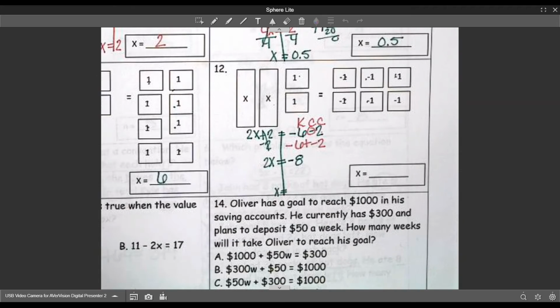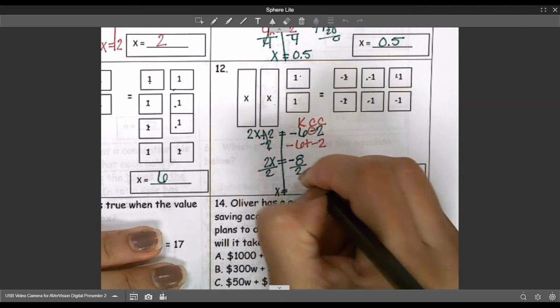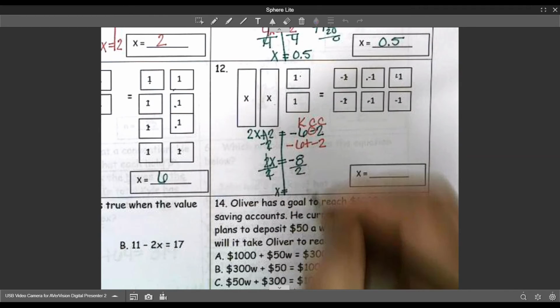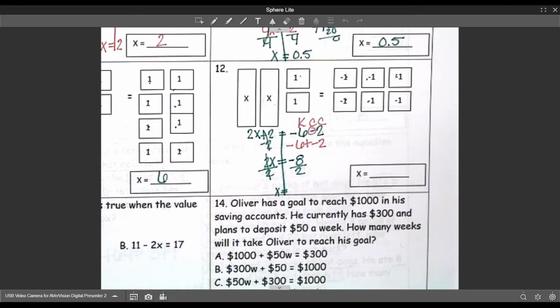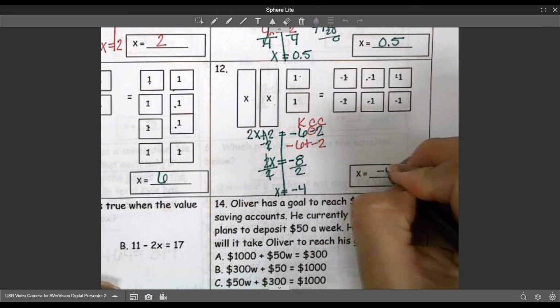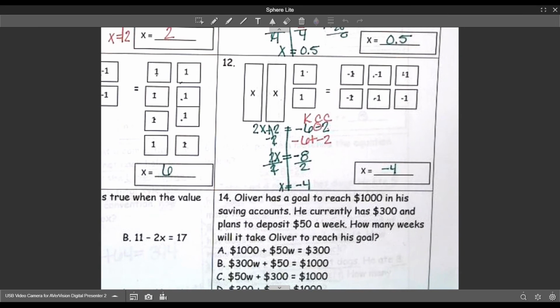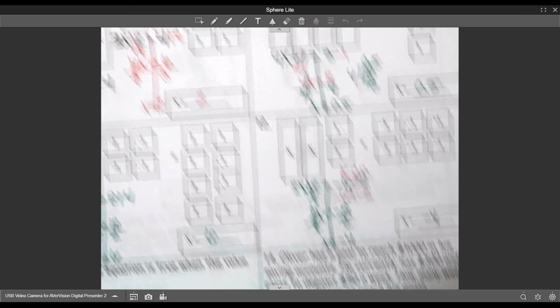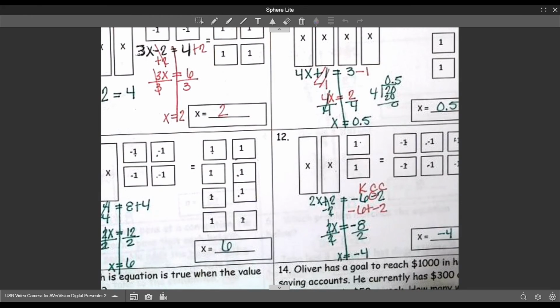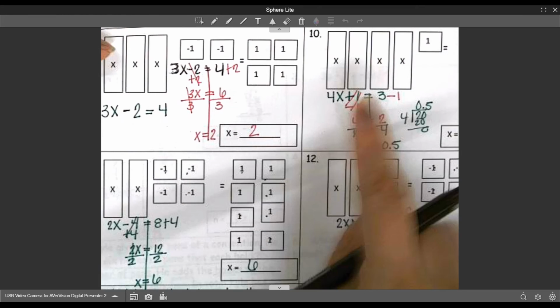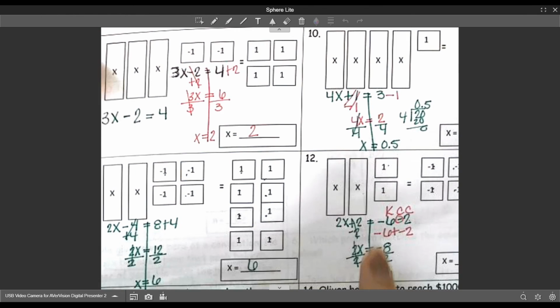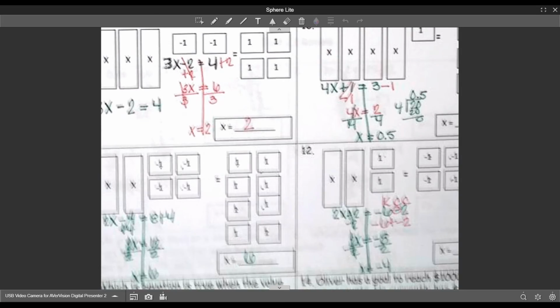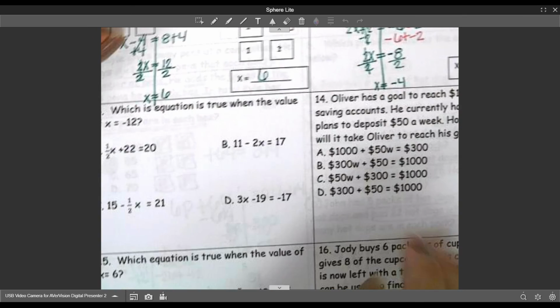Okay? And how do I get rid of that 2? By dividing by 2. X equals, what's negative 8 divided by 2? Negative 8 divided by 2. Very good, negative 4. Okay. So if you look at 9 through 12, there were pictures and there were models. All you had to do was make them into an equation, which is what we did, and then solve the equation. Okay. Let's look at number 13.